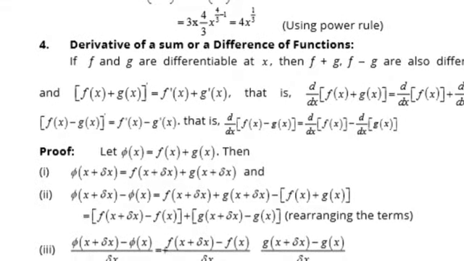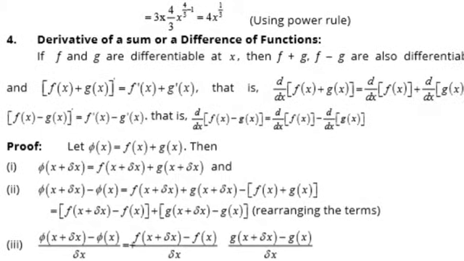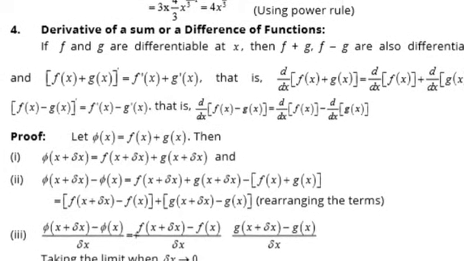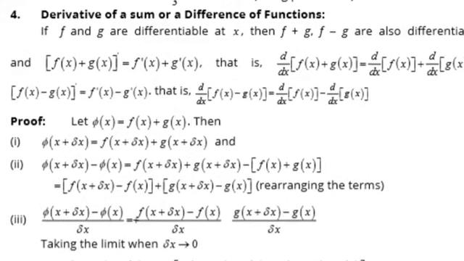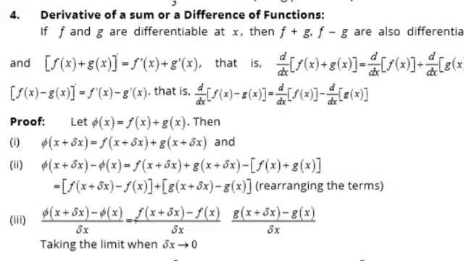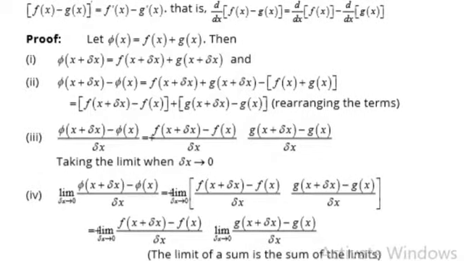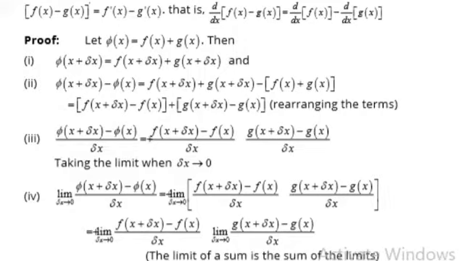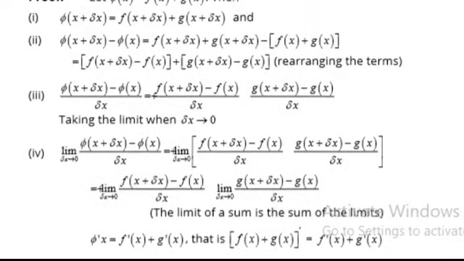Now the derivative of sum or difference of functions. We have two functions f and g. If they are in sum or subtraction form, then their derivative is equal to the derivative of the individuals with the same sign. We also prove this theorem by the same method, by definition. We replace variable with delta x and then subtract these values, divide by delta x and take the limit.